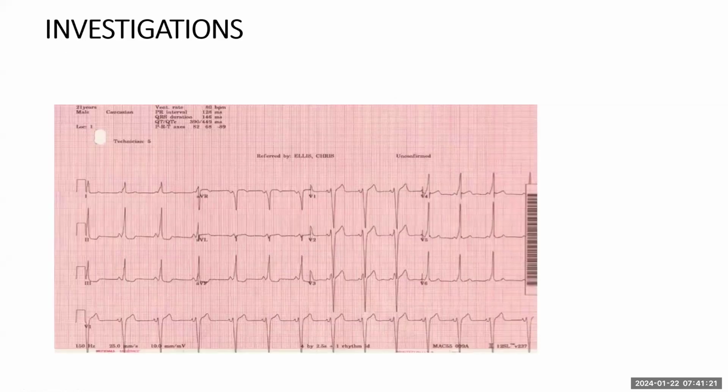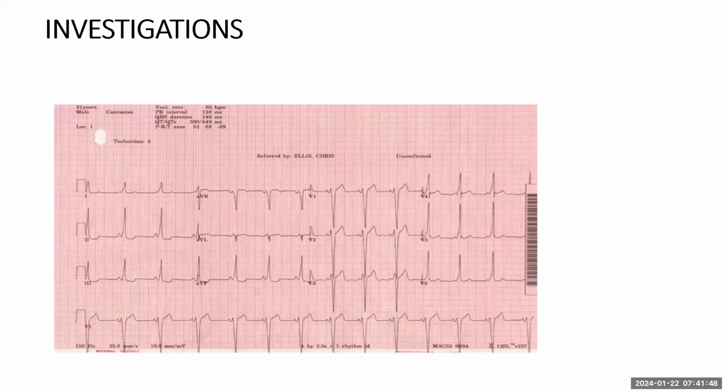Then this is also the typical classic presentation of Wolff-Parkinson-White, where there is a short PR interval. Then there's also a delta wave, which is the upslurring of the QRS complex. So these are the things we see if the patient presents with Wolff-Parkinson-White syndrome.